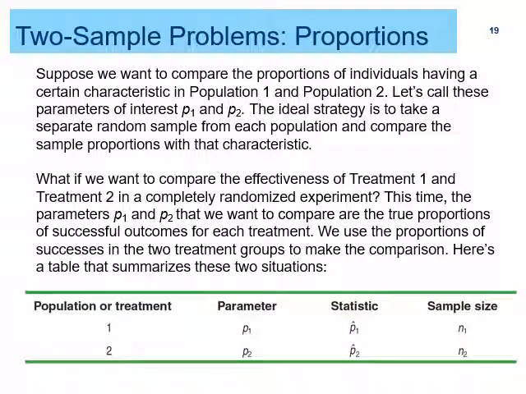To keep in mind, whether one sample or two sample problems we are doing, we are comparing it for the population. We are not studying it for the sample. So similarly here it's saying population or treatment 1, 2, parameters are P1, P2, whereas statistics are P hat 1, P hat 2, and sample sizes N1, N2.